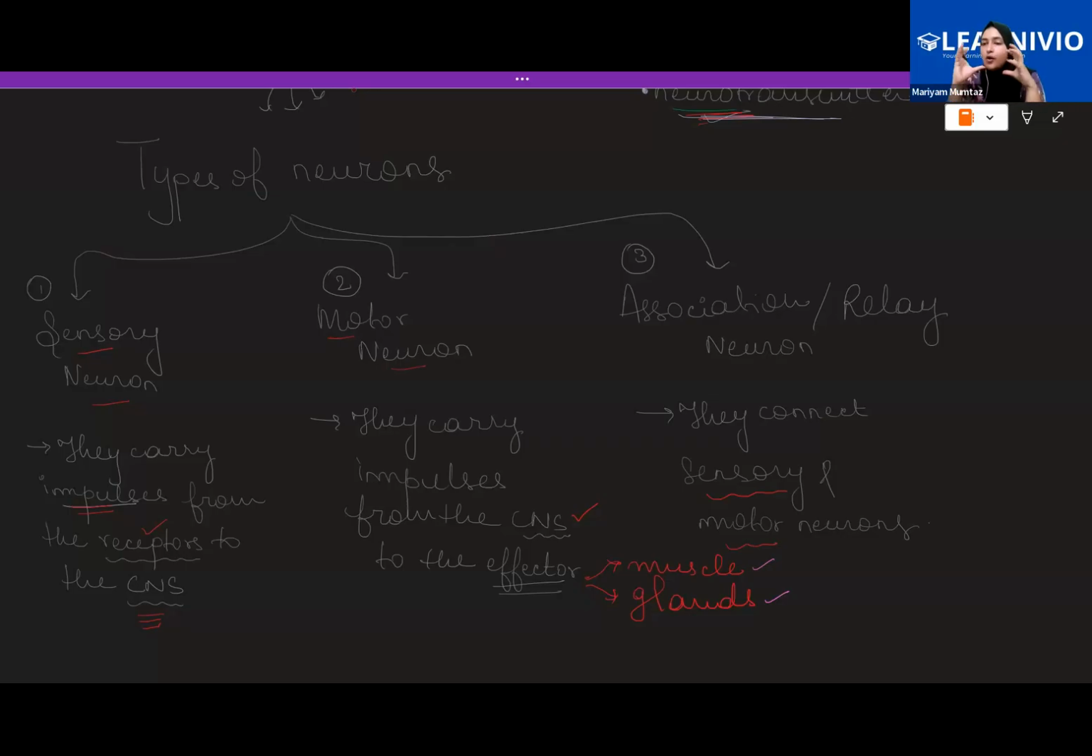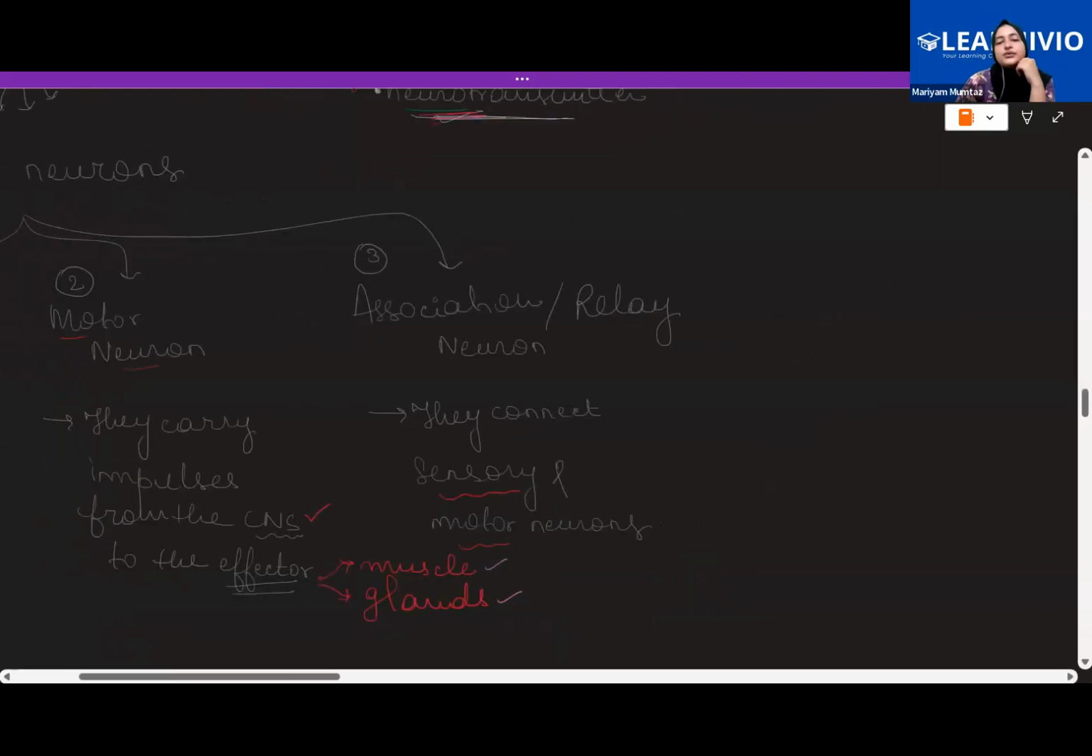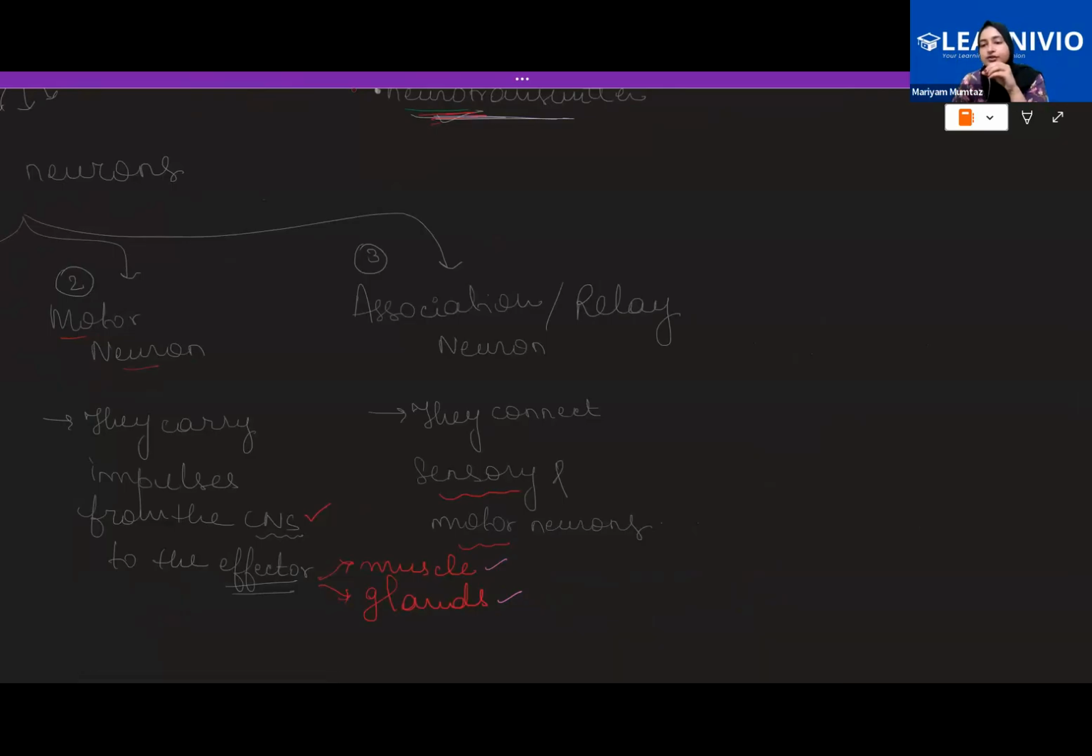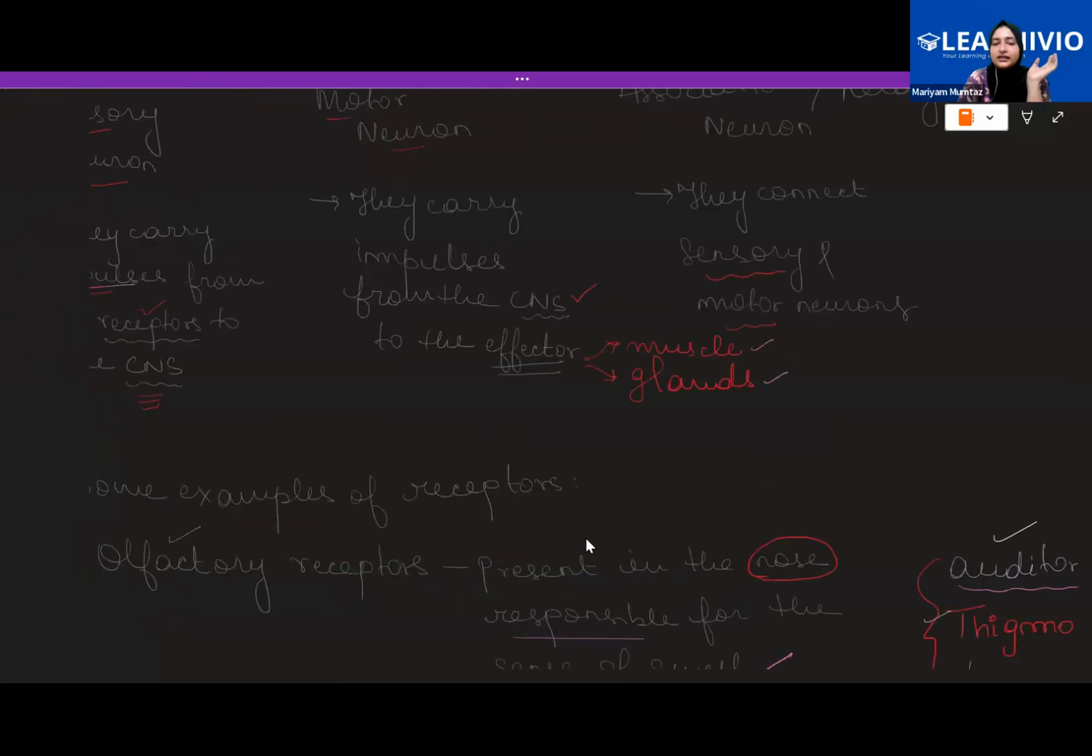After that, when the brain comprehends the impulse and understands what the stimulus is, the brain has to produce a response. Then that impulse is carried by the motor neuron to the effector, which could be a muscle or a gland. And then comes the association or relay neuron, which connects the sensory and the motor neurons together, right? This is what we have studied.